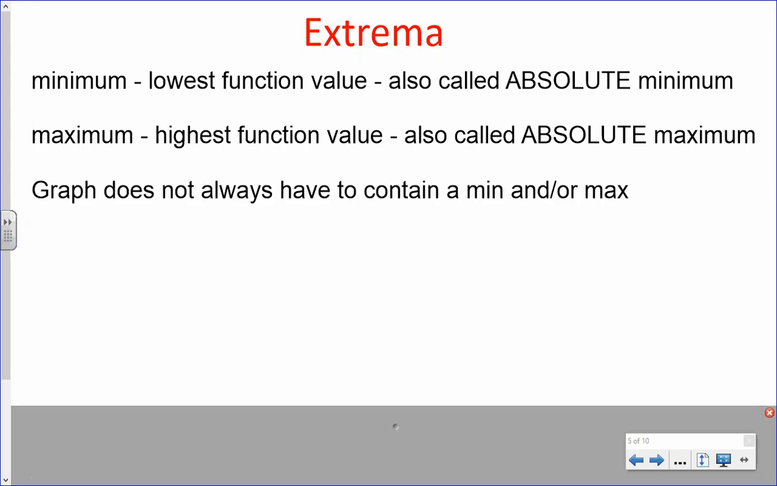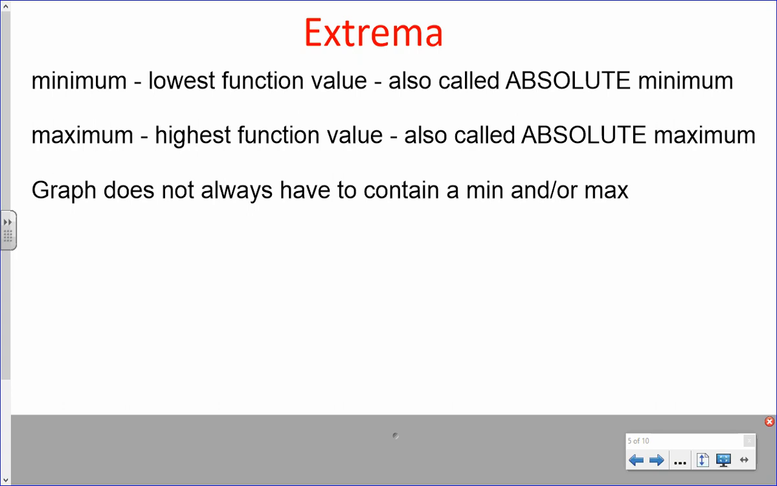Okay, now a graph does not always have to contain a minimum and or a maximum. Okay, and I'm going to show you the different ways that this can happen. Okay, so I'm going to work with the graph y equals x squared.